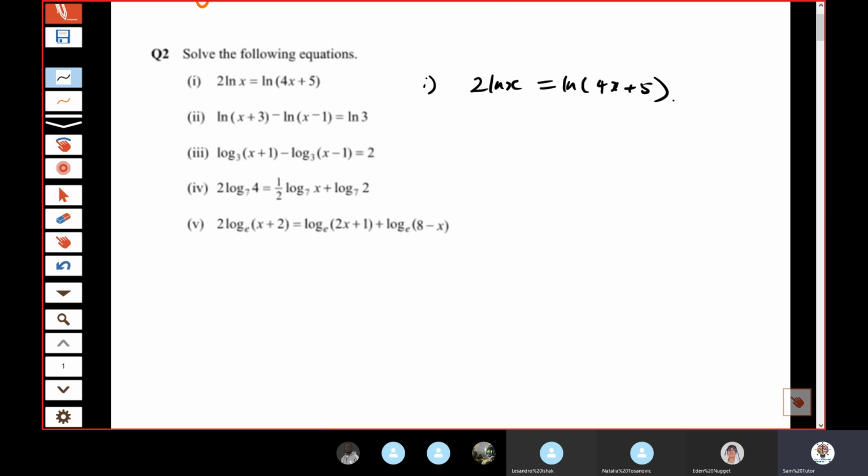Yeah, because you want to make sure you only have a single log with a single log. So no numbers in front, bring the 2 up. I like it. Now you've got log, exponential then. E and log cancels out, E and log cancels out. You're left with x squared equals 4x plus 5.